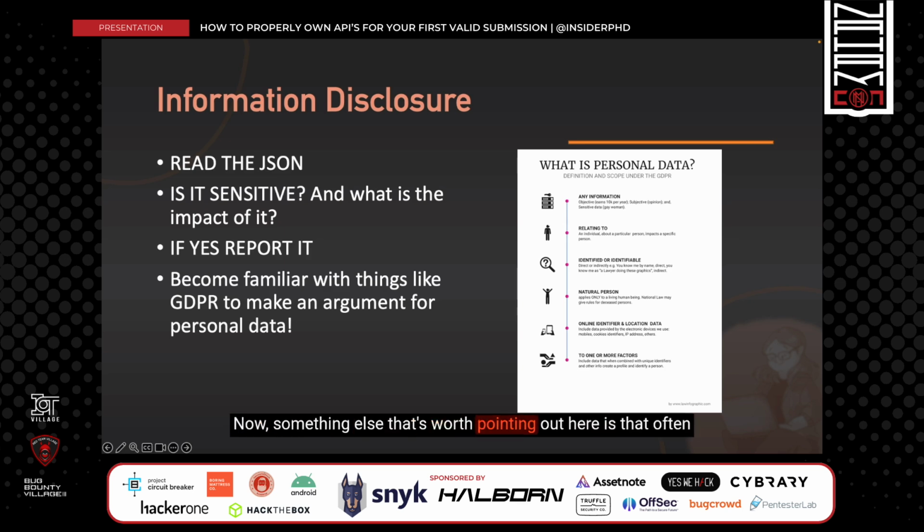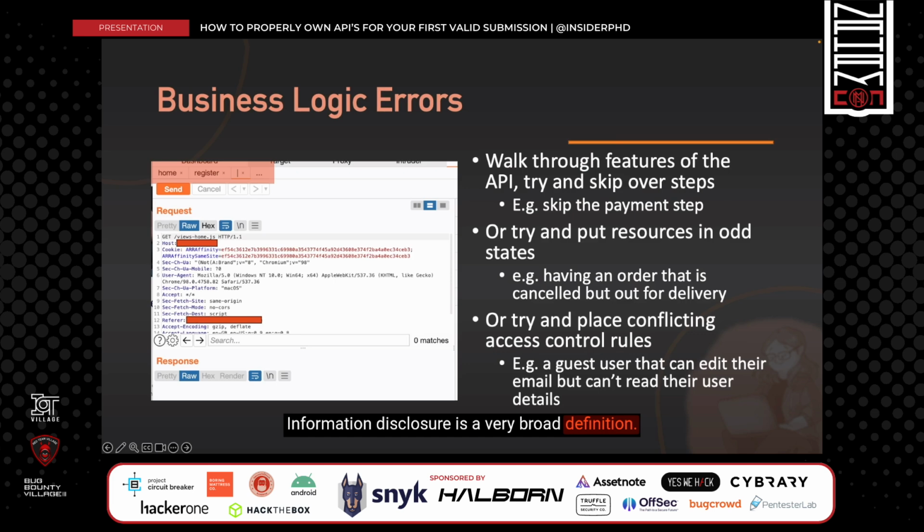Now, something else that's worth pointing out here is that often your information disclosure might be more to do with the client. So if you, say, are playing a game, and you were able to cheese a mini game that would give you credits, then that could be information disclosure in the sense that that would allow you to figure out information about how that game works or allow you to win every time. That can still be information disclosure even if it's not personal data. Information disclosure is a very broad definition.